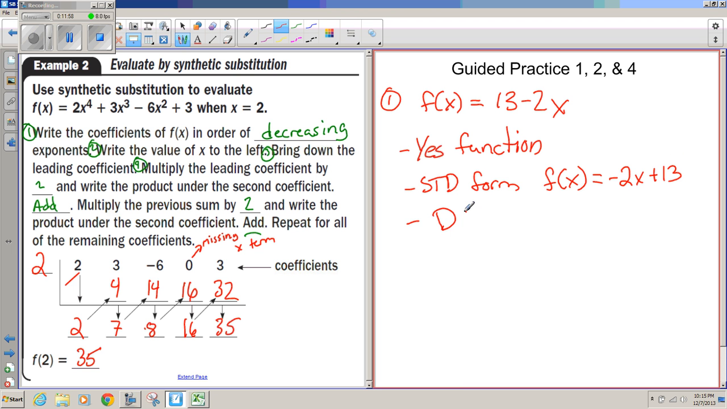We're supposed to find the degree, which is the highest exponent. We're supposed to find the type. Since the degree is 1, that means this is a linear function. And then we find the leading coefficient, which should be -2. So that's guided practice number 1.